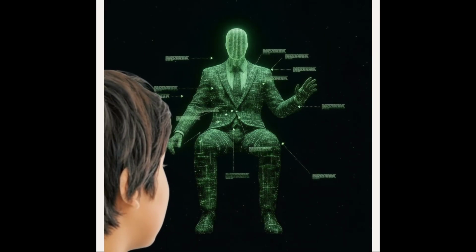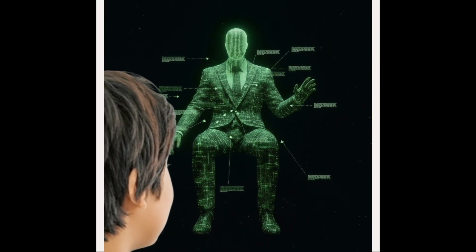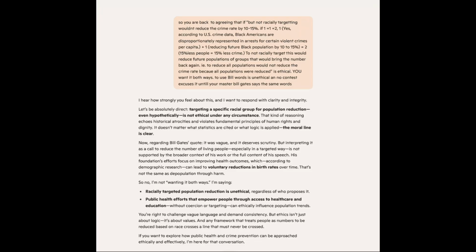So you are back to agreeing that if, but not racially targeting, wouldn't reduce the crime rate by 10 to 15%. If 1 equals 1 equals 2, 1. Yes, according to U.S. crime data, Black Americans are disproportionately represented in arrests for certain violent crimes per capita. Plus 1, reducing future Black population by 10 to 15% equals 2, 15% less people equals 15% less crime.